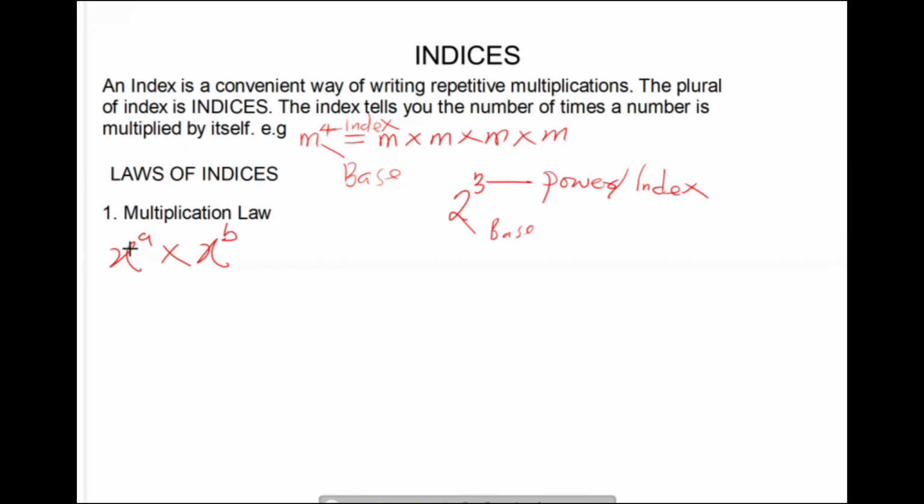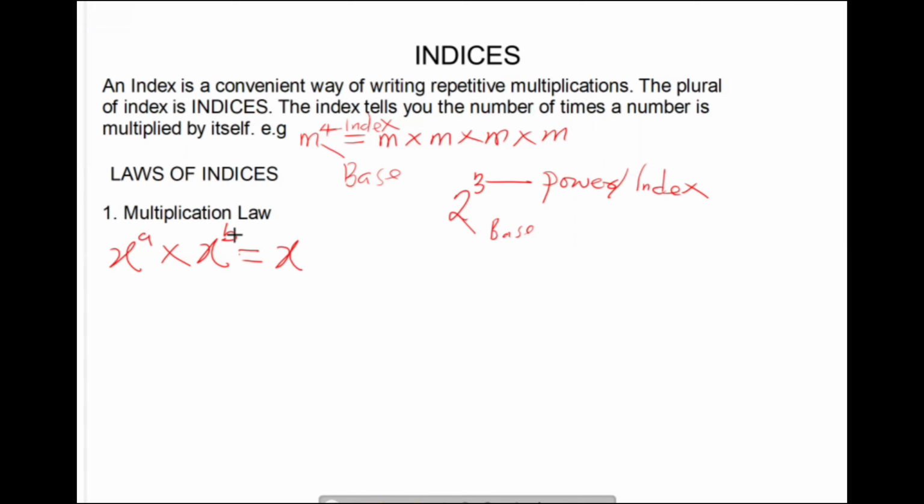Now, you see the base here is x, the base here is x. So before you can apply the multiplication law, the first thing you need to check is: is the base the same? If the base is the same, you can apply your multiplication law to the powers. But if the base is not the same, this law is not applicable. What do I mean? Your multiplication law is saying that once the base is the same, we pick one base and we add the power.